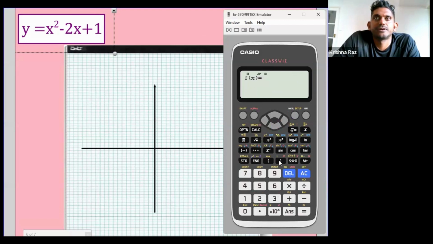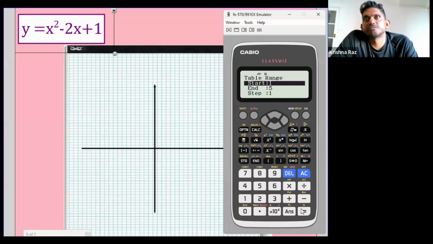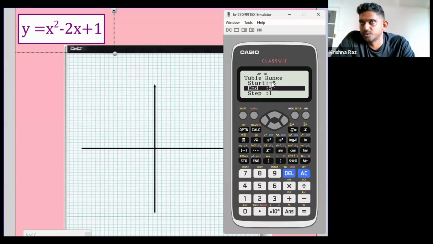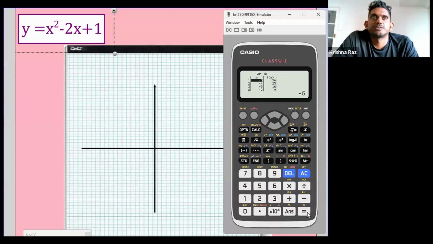So I've got alpha x squared minus 2x plus 1. I don't have a second function, so I press equals. I don't have a second line to draw. I want to start from -5, go up to 5, and I want it to go up in ones. So that's what the range is. And I get those values.